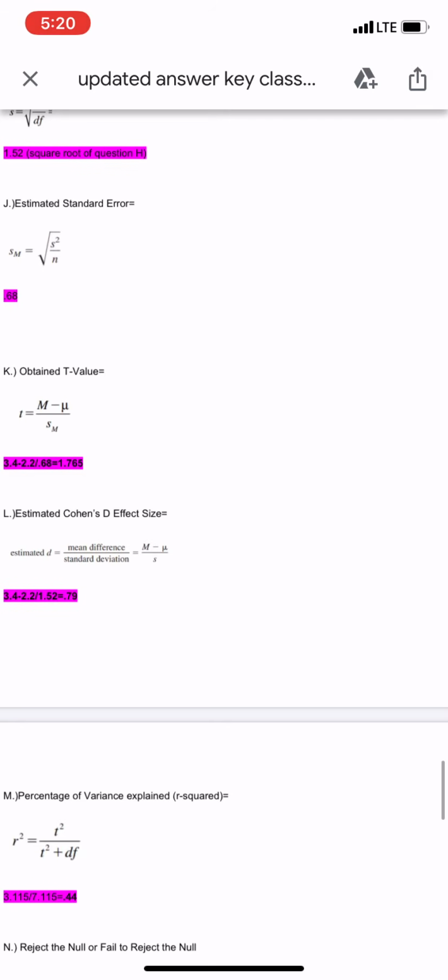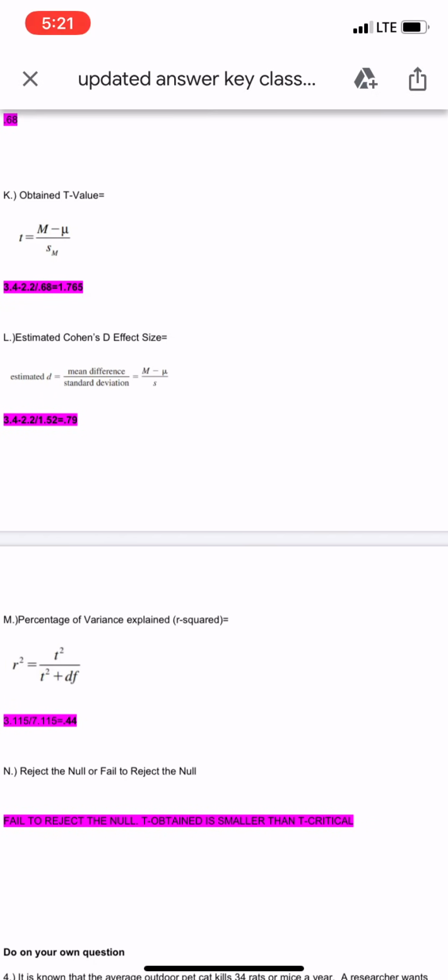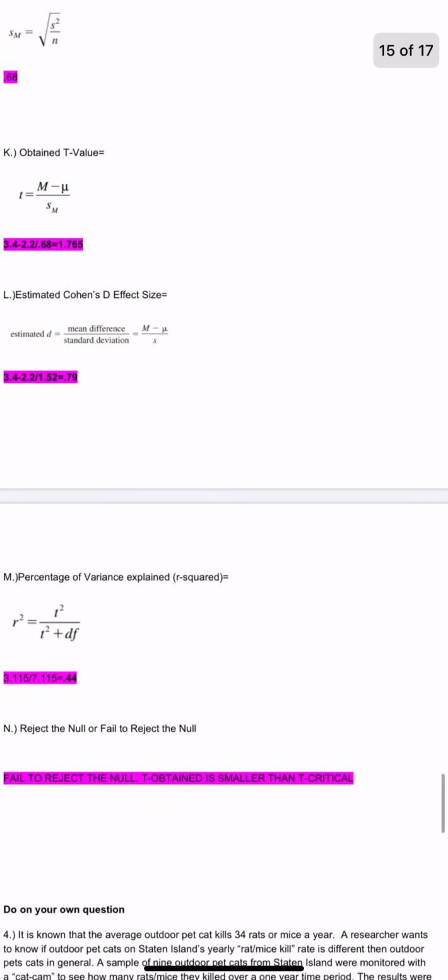Estimated Cohen's d effect size: you just take the mean difference, divide by S, and it gives you 0.79, right? There is a large effect there, almost. If it was 0.8, it'd be large. So it's medium to large, but just missing large. And the percentage of variance explained, R squared, is 0.44. You just put in the t values: t obtained squared over t obtained squared plus the degrees of freedom. You get 0.44. We fail to reject the null.